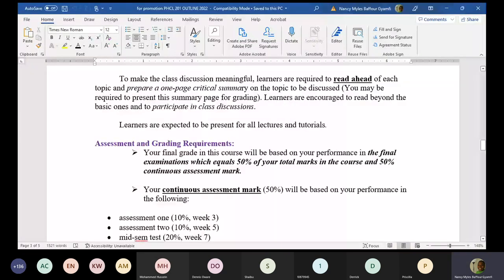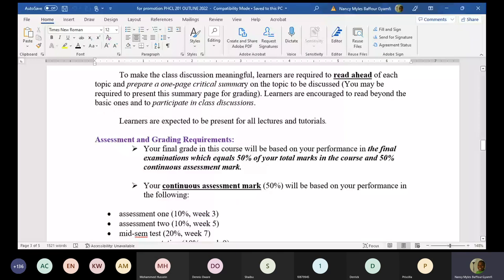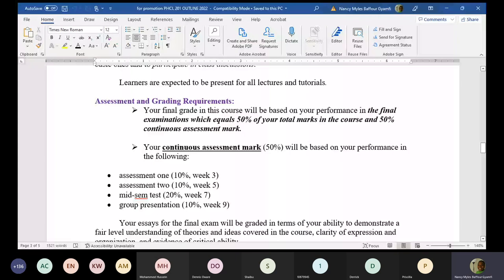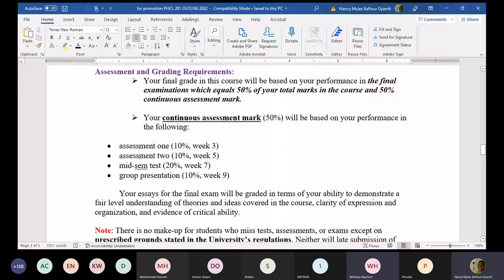It is my expectation that you'll be in all lectures and tutorials if the lectures come on. Assessment and grading: continuous assessment, that includes IA, class marathons, all the things that we do. You know that totals 50%. Take time and go through the full course outline. This was done in November. Then your final exam will also total 50%. That's the breakdown of the assessment. Assessment 1, 10%, assessment 2, 10%, midterm test 20%, group presentation 10% for the continuous assessment.